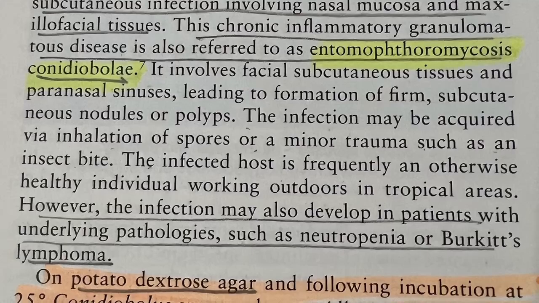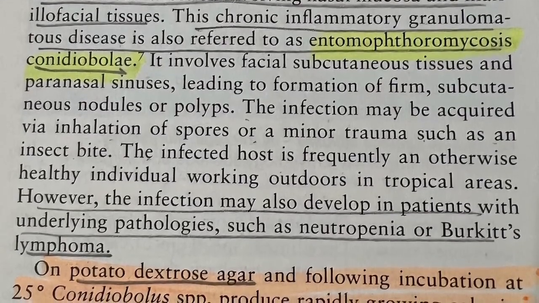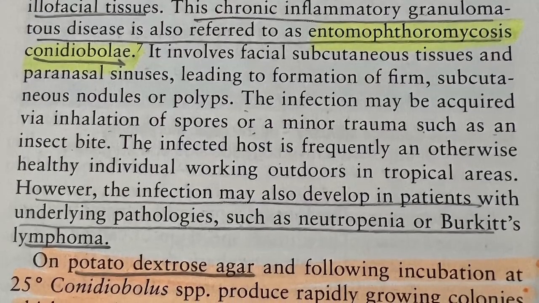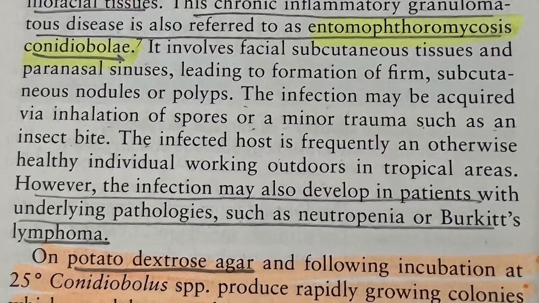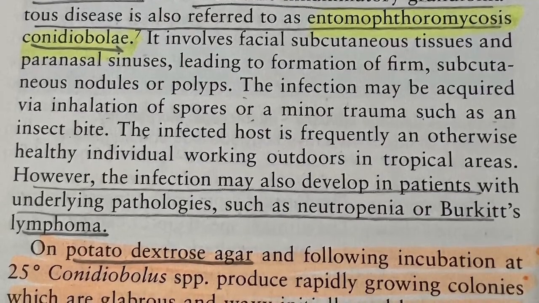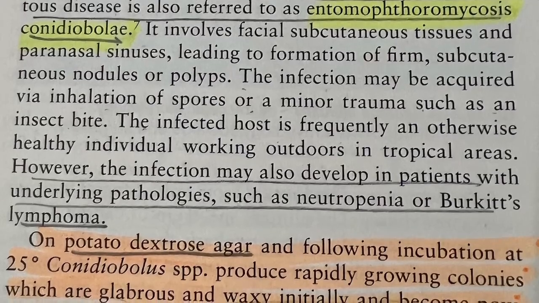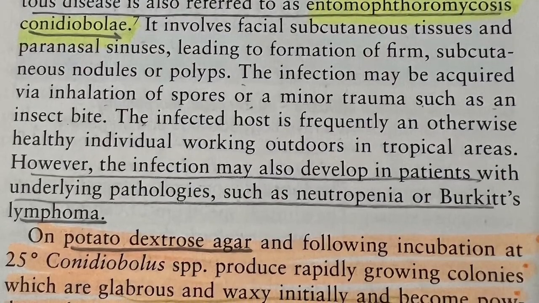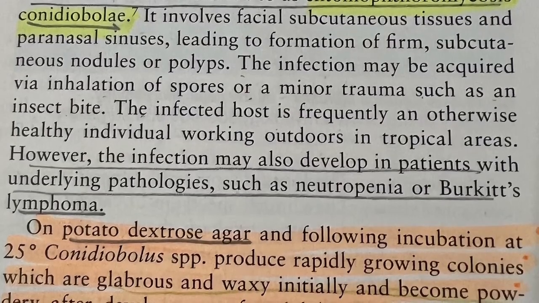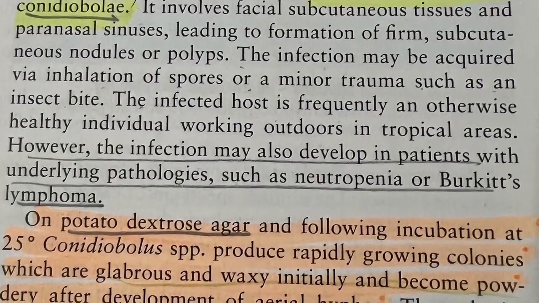Why is amphotericin B usually ineffective? Conidiobolus belongs to Entomophthorales, which are not Mucorales, and has poor in vitro susceptibility to amphotericin B and shows variable or poor clinical response to it. That's why amphotericin B is not quite effective in this infection. But you can add this if there is a severe infection of this fungus.